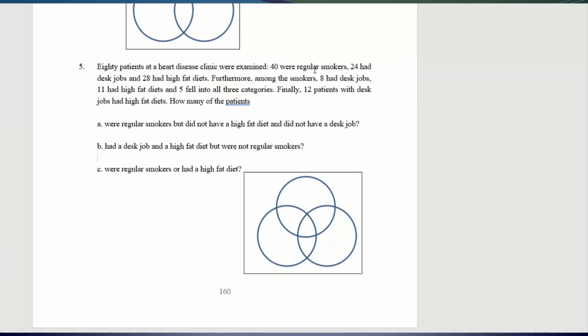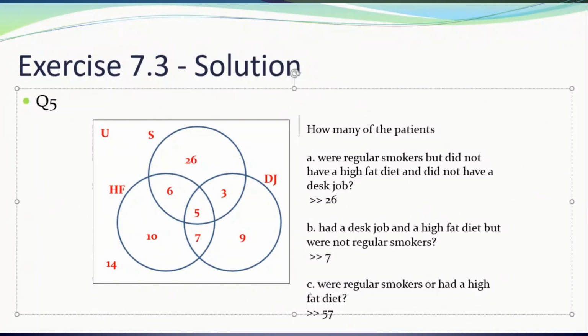Okay, now what did they tell you? Among the smokers, 8 had desk jobs. That means they were smokers and they had desk jobs. So they were smokers and they had desk jobs. That means this whole thing is 8. So if this is 5, this must be 3. Understand or not? Okay.